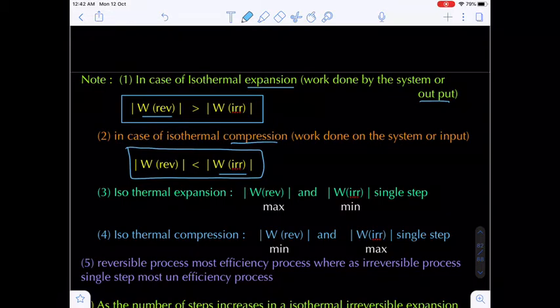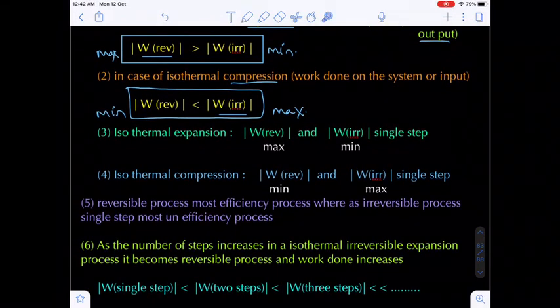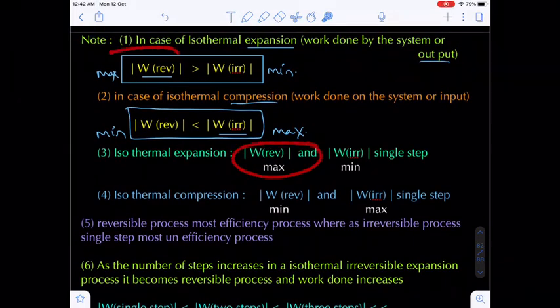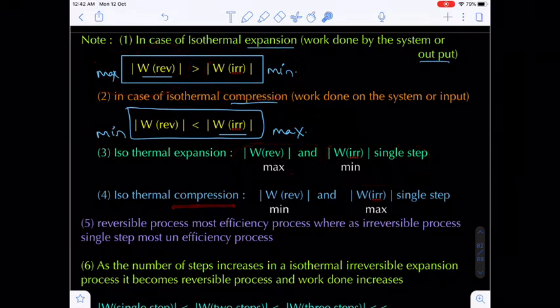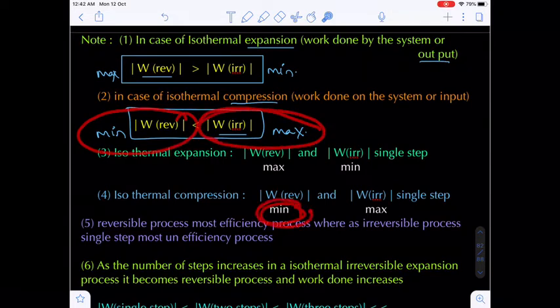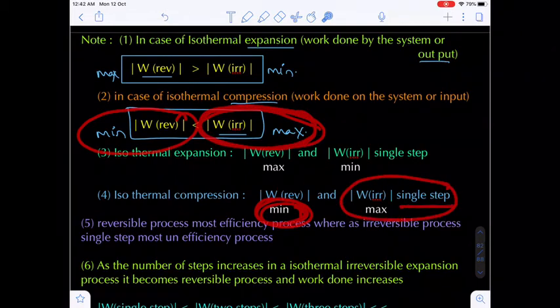Okay, that means in expansion, this work done will be maximum and this work done will be minimum. But in the compression case, work done in isothermal irreversible compression will be maximum, whereas work done in isothermal reversible compression will be what? Minimum. So that will be the next statement here. You see, in isothermal expansion, work done in the reversible process will be maximum and in the irreversible process will be minimum, whereas in compression, isothermal reversible work done will be minimum and isothermal irreversible work will be what? Maximum in a single step.